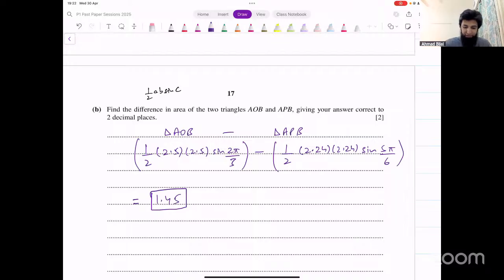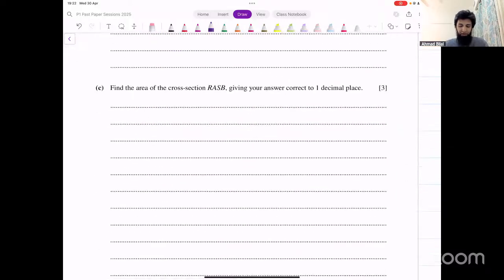Now it says, find the area of the cross section, giving an answer correct to 1 decimal place. So now we want to find the area of that complete figure that we saw there. We want that complete area. How do we do that?